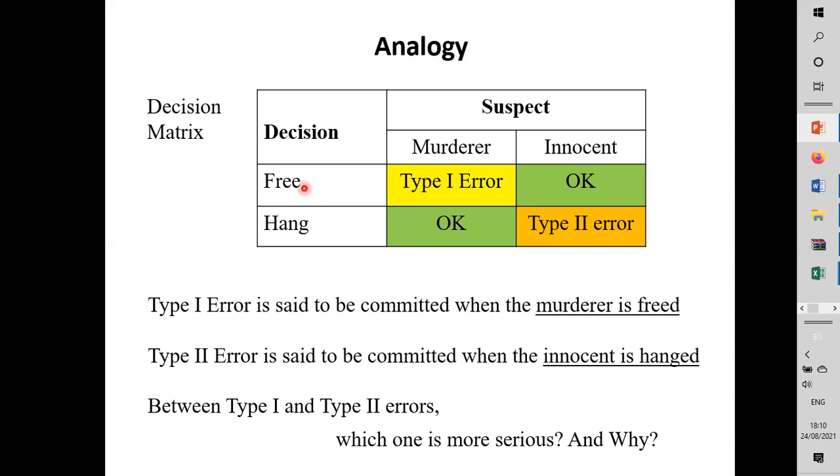So when I say this must be less than 5%, this must be less than 20%, what does it mean? What is 5%? 5% means 5 over 100, right? Yes. It means out of 100 murderers, the most you can free is 5. Don't free more than that.